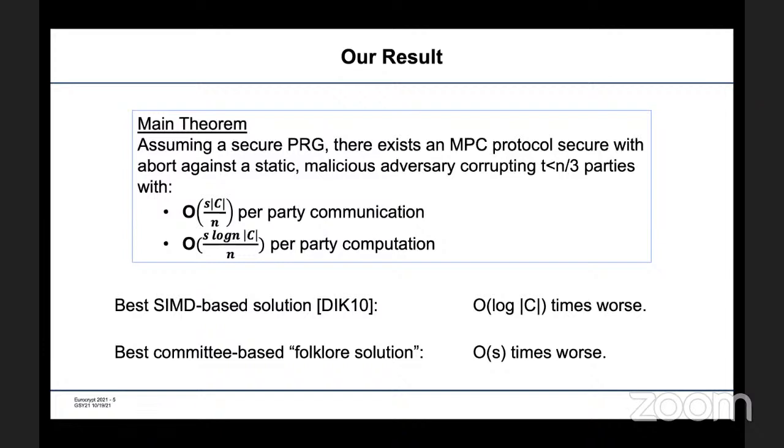And in particular, if you compare this to existing solutions based on these two approaches I mentioned earlier, the best SIMD-based solution is actually O of log C times worse because of having to transform the circuit into a SIMD circuit. And the best committee-based solutions are actually O of S times worse, where S is, in fact, a statistical security parameter.